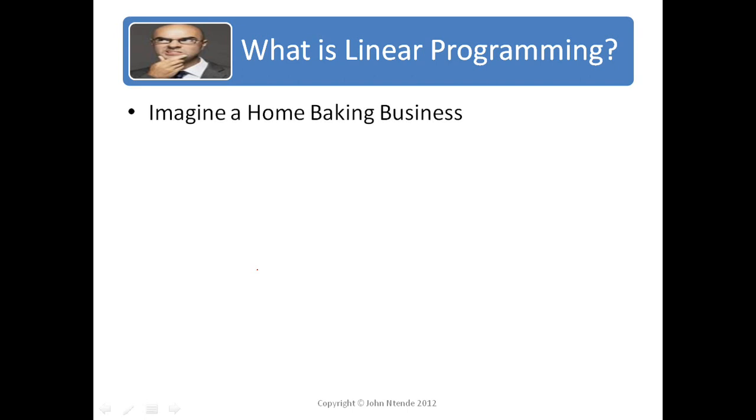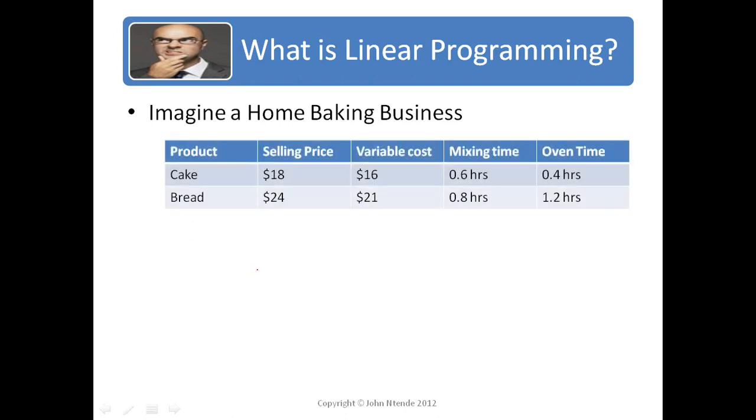So imagine you own a home baking business, and this business makes two products, cake and bread. The selling price for cake is $18, and the selling price for bread is $24, and the variable costs have been given as 16 and 21.